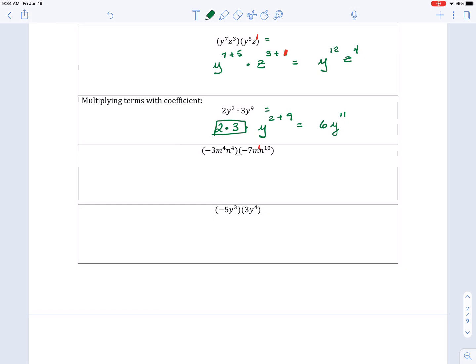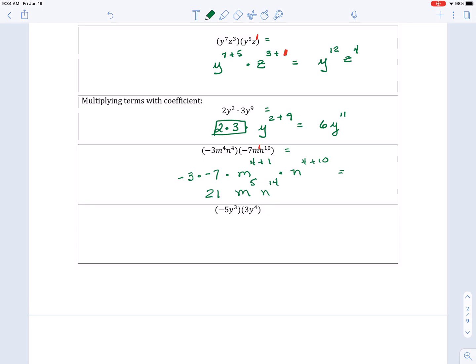So you've got to be careful when you've got numbers involved. So here's a negative 3 multiplied by negative 7. I'll do that out in front. Here's a base m, and I'm going to add 4 plus 1. Here's a base n, and I'm going to add 4 plus 10. So here's a positive 21, multiplying those numbers together, adding the exponents, and adding the exponents.